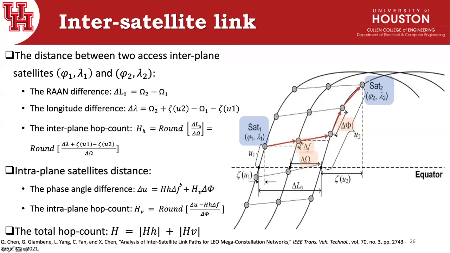So with this equation, we can calculate the vertical hop count here, and the total hop count from satellite 1 to satellite 2 is the number of horizontal hop counts plus the number of vertical hop counts.